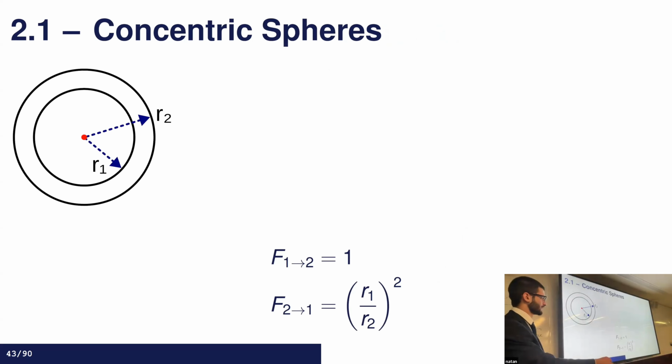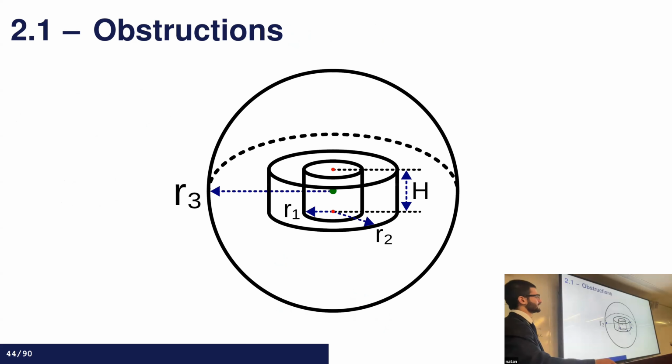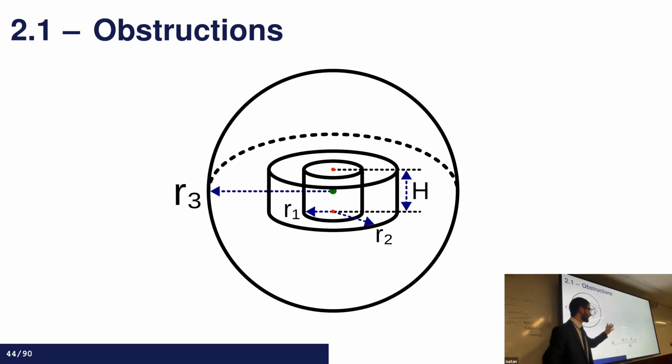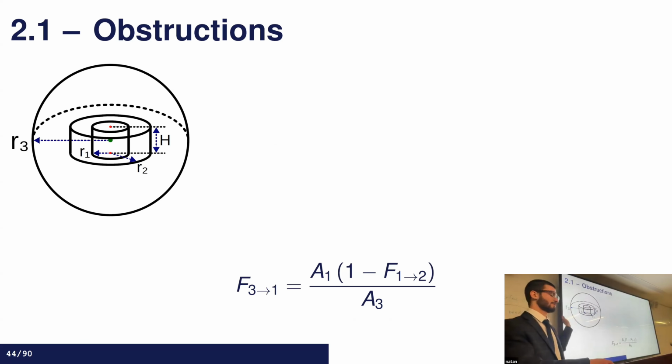And so the analytic case here is actually fairly trivial. From the inside to the outside is just 1, because it can't see anything else, because it's inside of the sphere. Now our obstructions case that I'm presenting here is from the sphere to the cylinder in the middle. And so the answer here is based on previous configurations. This part here is the complement from the inner to the outer cylinder, and the area reciprocity relation gives us the other way. So that's the analytic case for obstructions.